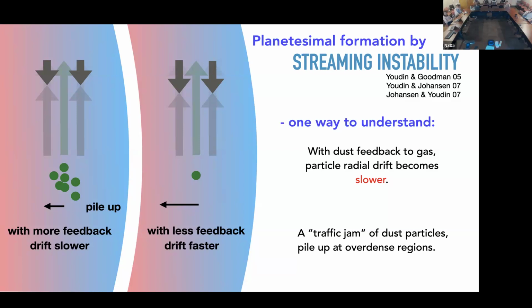If you have stronger dust feedback to the gas, then the radial drift of the dust will be slower. Now if you have a somewhat denser distribution of dust in some region of the disk compared to others, this denser region will in general have stronger dust feedback. So this region will tend to drift slower than average, and the other parts with less feedback will drift faster, so they will pile up onto this dense region and make it denser. Then this denser region will have even stronger feedback and drift slower, and this can trigger a runaway feedback. This is what we call a traffic jam of dust particles, which can pile up at these overdense regions in the disk.